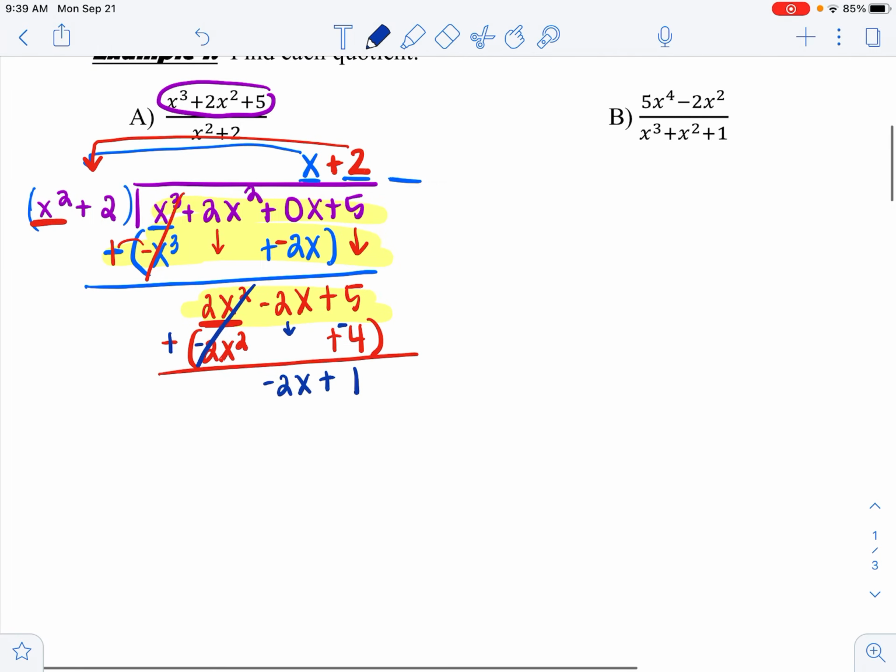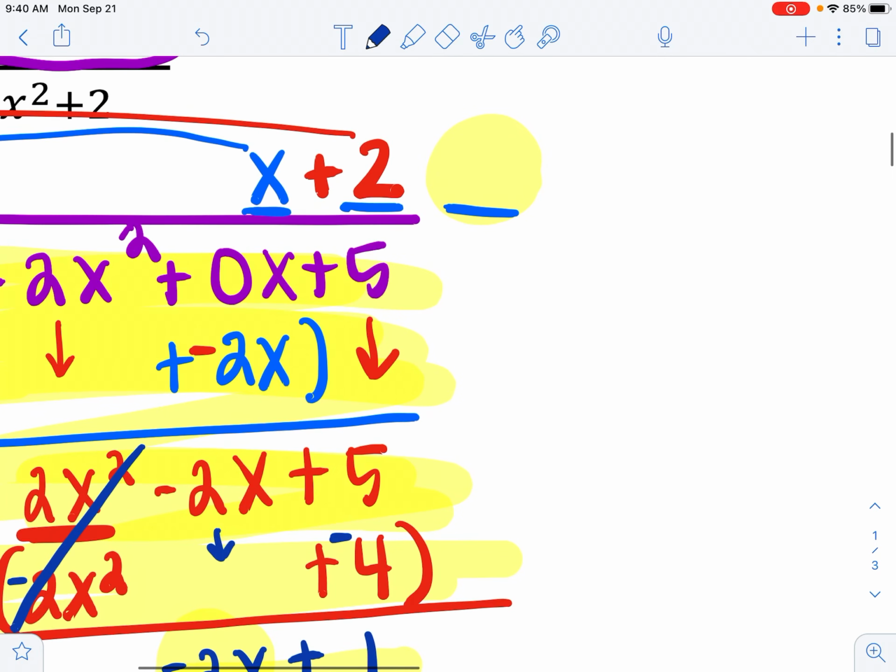Okay, so now, once again, what am I going to do? I'm going to pretend like this is not here, and I'm going to start over and just look at this. What do I need to multiply an x squared by to get an x? I can't, right? So realize also by looking here, you're at your remainder. Okay, so when you're writing your remainder, always put down a plus sign. Yes, always put down a plus sign.